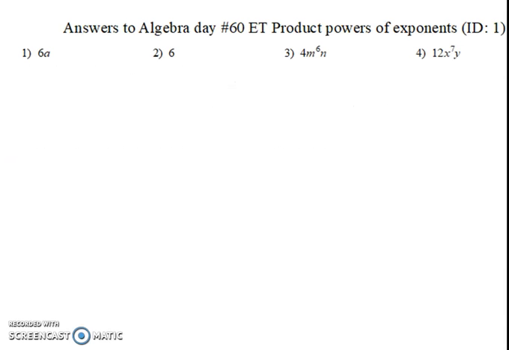All right, let's grade this. 1, 6a. 2 is 6. 3, 4m to the 6th, n. And if you have n to the 1, that's okay too. Okay, if you have a to the 1, that's okay too. 12x to the 7th, y to the 1, or just y.